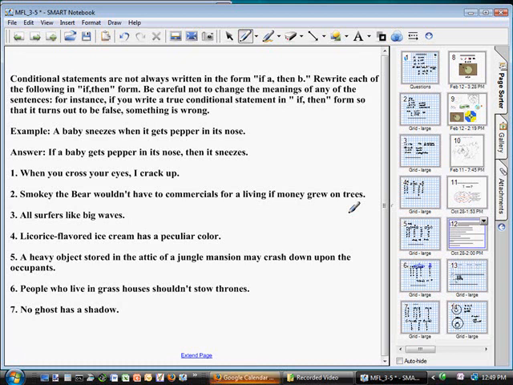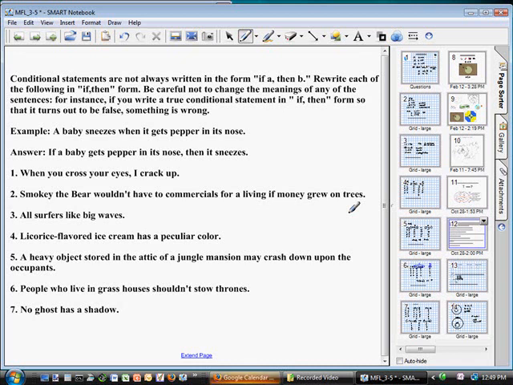How about number 3? This is different. All surfers like big waves. Can you see what that might be in if-then form? Doesn't that say if you're a surfer, then you like big waves? I believe it does. How about this one?